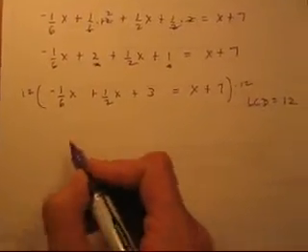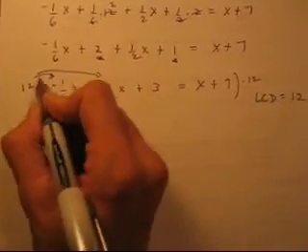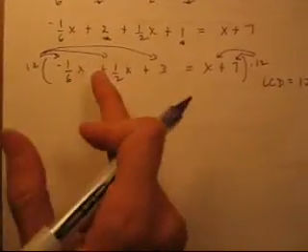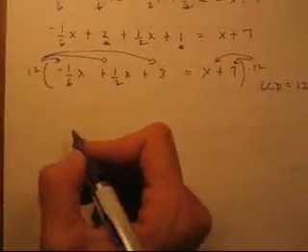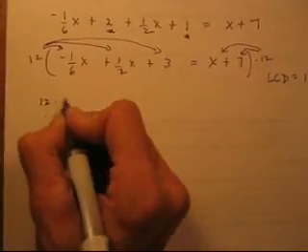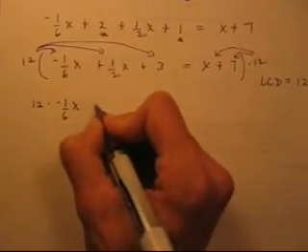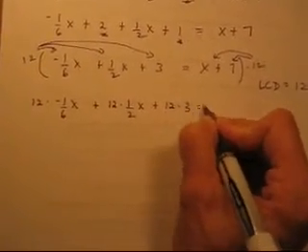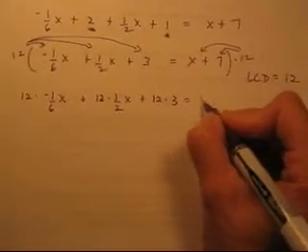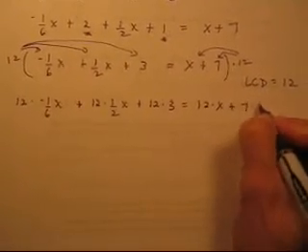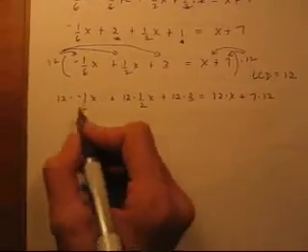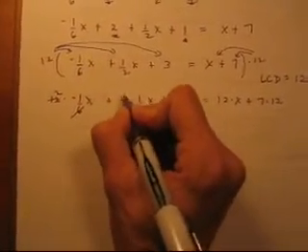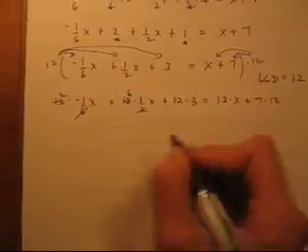And what this means is that with the 12 distributing in, every single term gets multiplied by 12. And terms are pieces that are separated by add or subtract. So we get 12 times minus 1/6 x plus 12 times half x plus 12 times 3 equals, and on the other side, 12 times x plus 7 times 12. And let's go ahead and do the canceling now. 6 goes into 12 twice, 2 goes into 12, leaving a 6, and that's it.